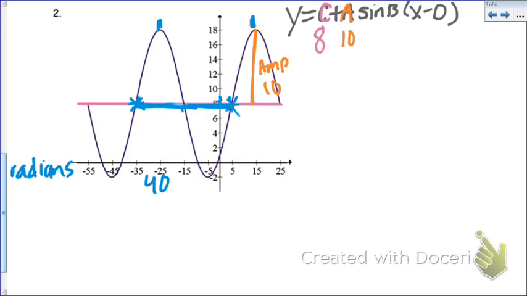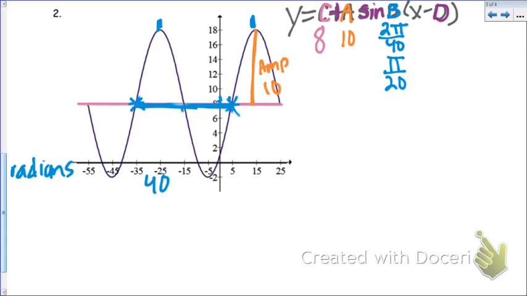So remember, B is either 360 divided by my period, or if I'm in radians, then B is 2 pi divided by my period. And that reduces to pi over 20. So the last value I need to find then is D. And again, D is dependent on what kind of graph I use. So let's say I'm using a positive sine graph.